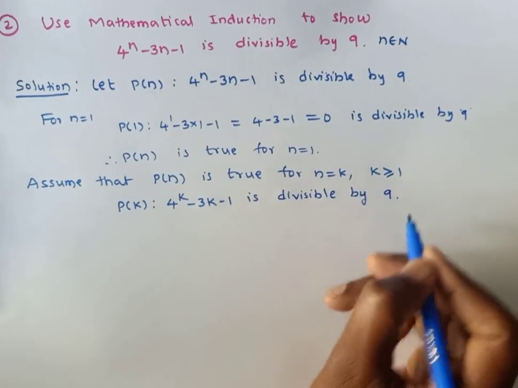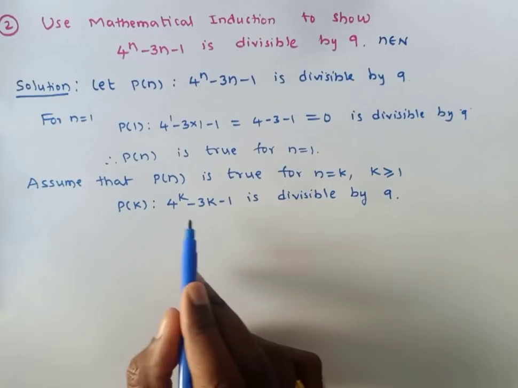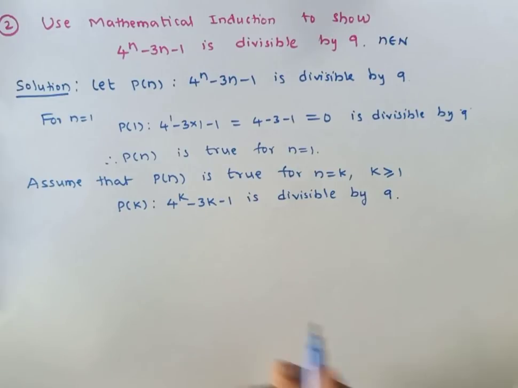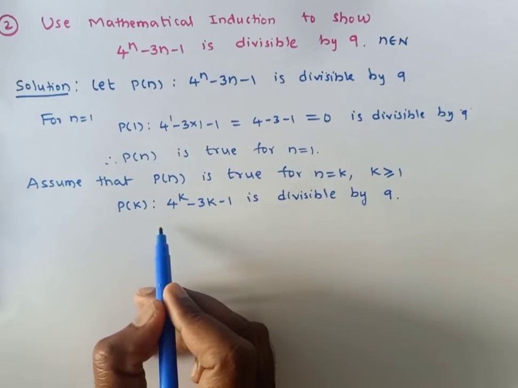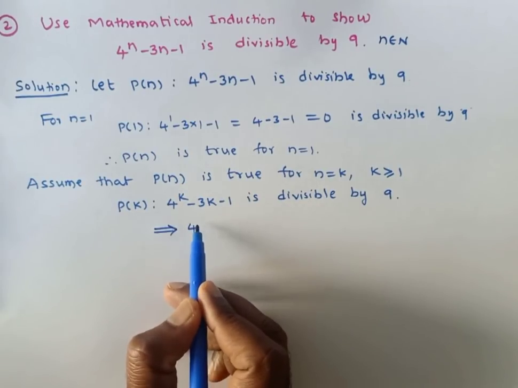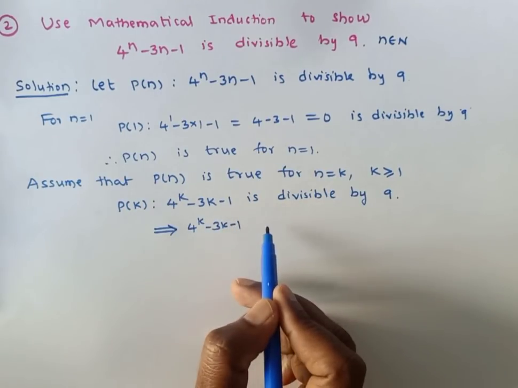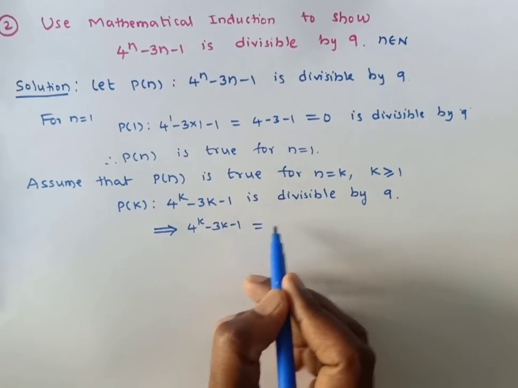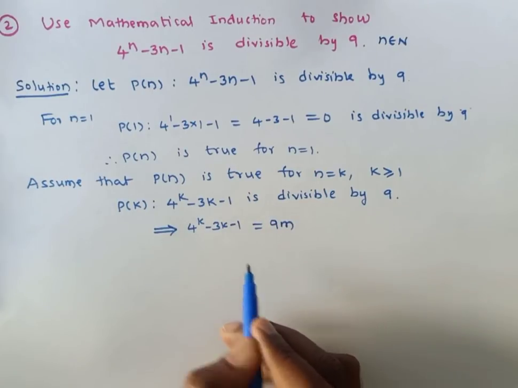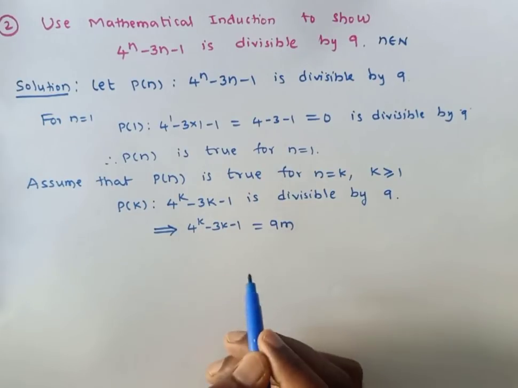by 9. Now this number is divisible by 9 means 4 power k minus 3k minus 1 divided by 9 is equal to compulsorily a number. We don't know that number exactly, so here I am writing this as 4 to the power of k minus 3k minus 1 by 9 is equal to some m. That m is always a multiple of 9. 4 power k minus 3k minus 1 by 9 equals m means it is 9 into m.